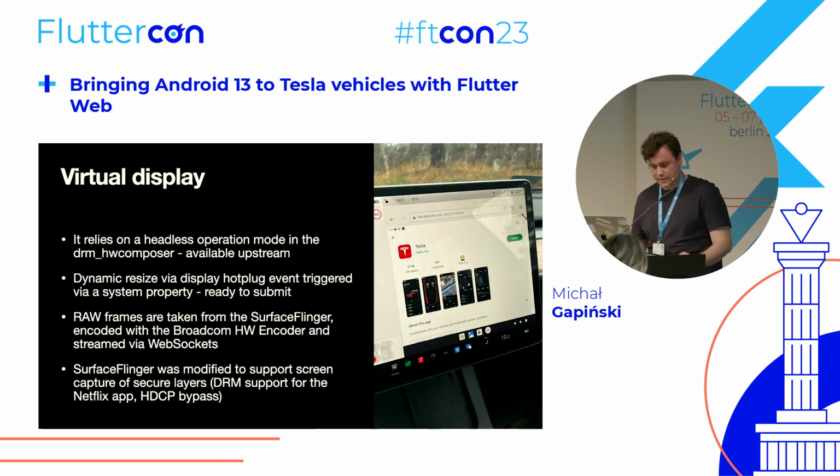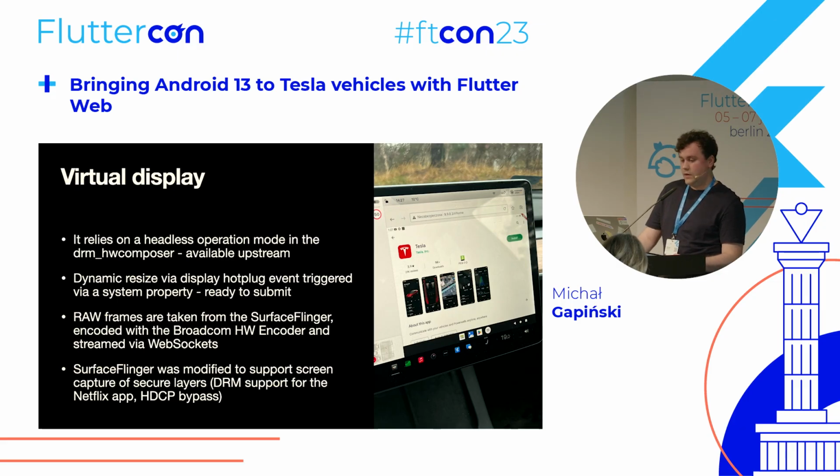The most important component, and the component which took me the longest to develop, is the virtual display. It relies on a headless operation mode, which is exposed by the DRM HW composer in Android. I added a possibility to dynamically resize this headless display using system properties which are exposed by the REST API. Raw RGBA frames are taken directly from the Surface Flinger. They are encoded with a hardware-accelerated encoder, which is provided by Broadcom and is specific to the SoC used. This means little to no CPU overhead and constant frame times.